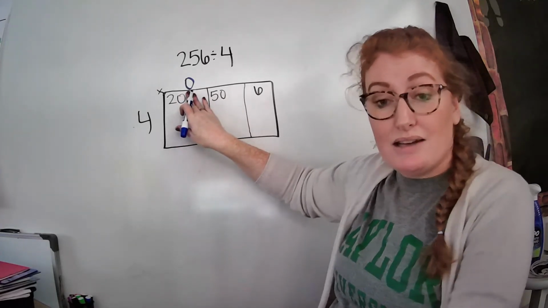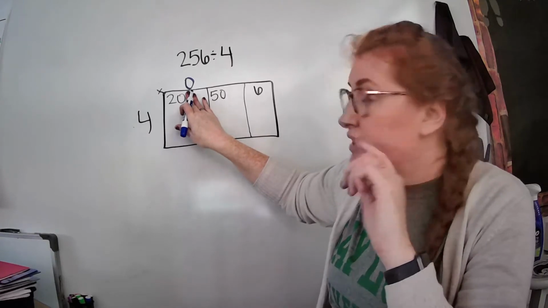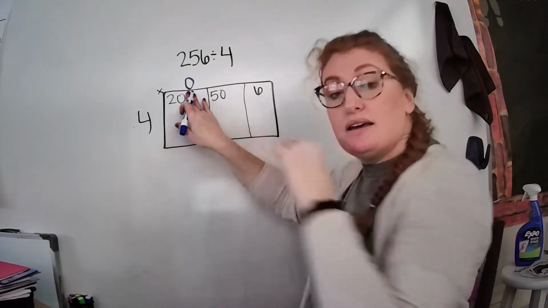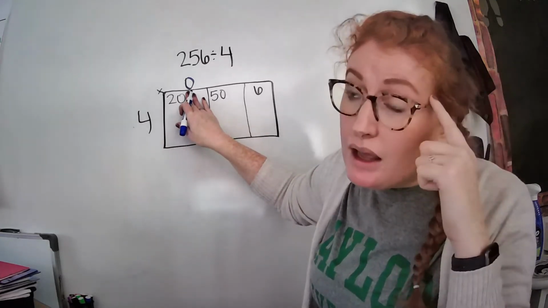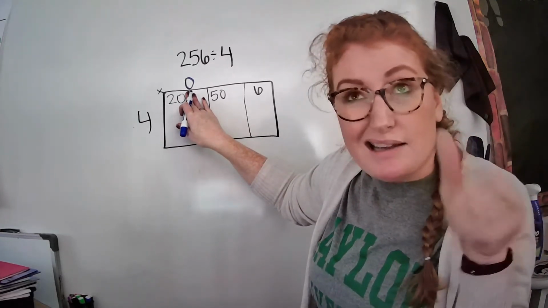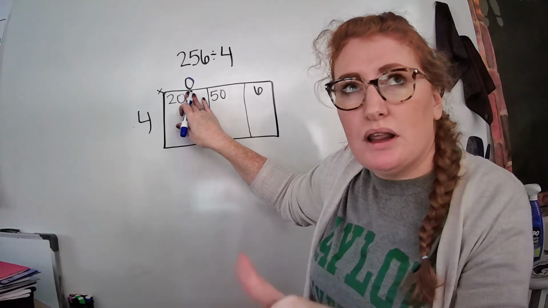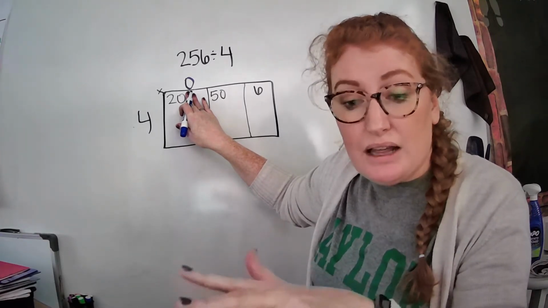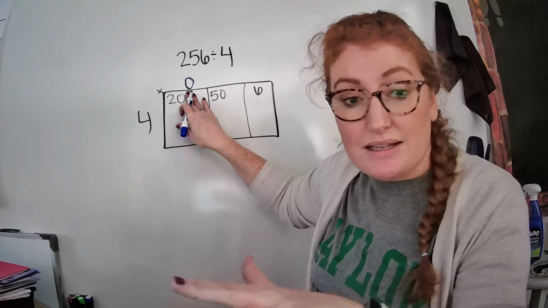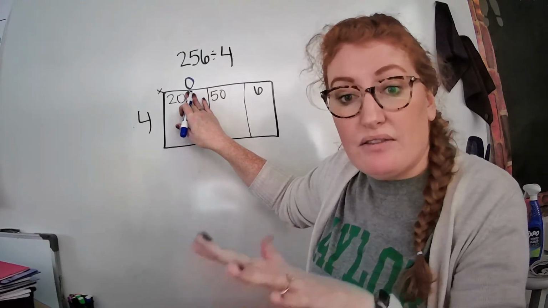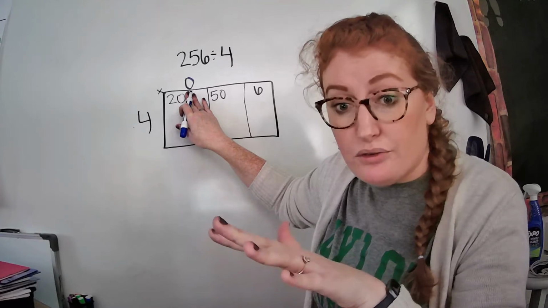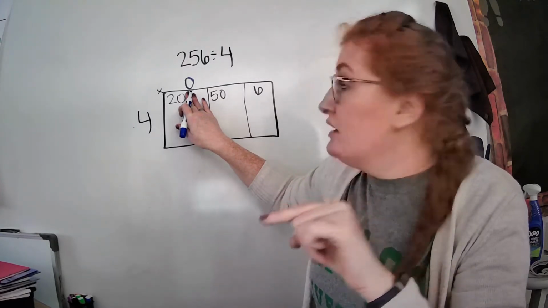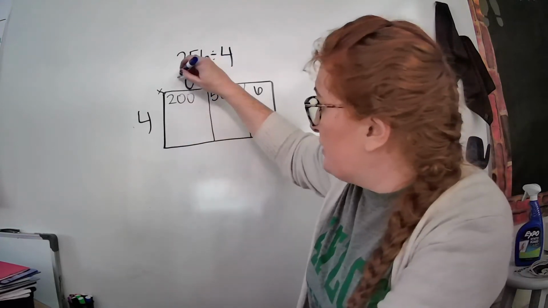I can look at 20 and I can think to myself, what multiplied by 4 is going to give me 20? I can start like this. I can say, okay, 4 times 1, that's 4. 4 times 2, that's 8. 4 times 3, that's 12. 4 times 4, that's 16. And 4 times 5 is 20. So think, 4 times 5 is 20. So I'm going to write 5 up here.